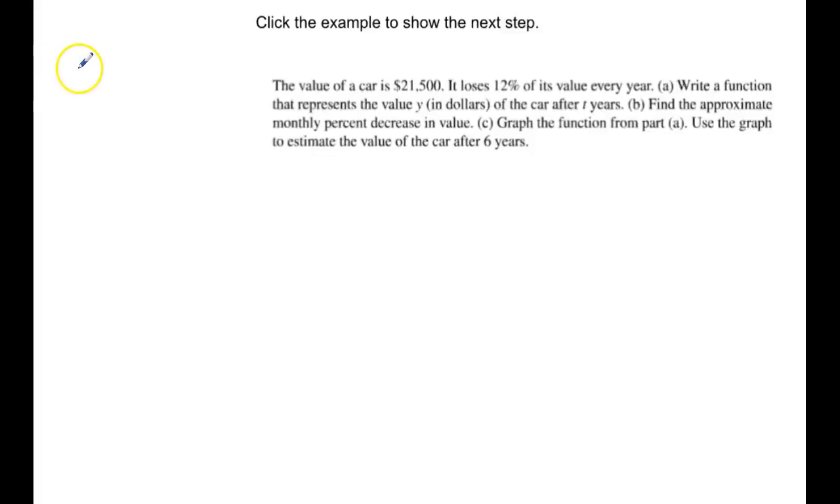So here's kind of our last example that we're going to look at. This is example number 7. So the value of a car is $21,500. It loses 12% of its value every year. So first I have to write a function that represents the value after t years. And then I want to find the percent decrease, and then I want to graph it to estimate the value of my car after 6 years. So let's look at what we have. I have an initial value. That's what it was when I got it.